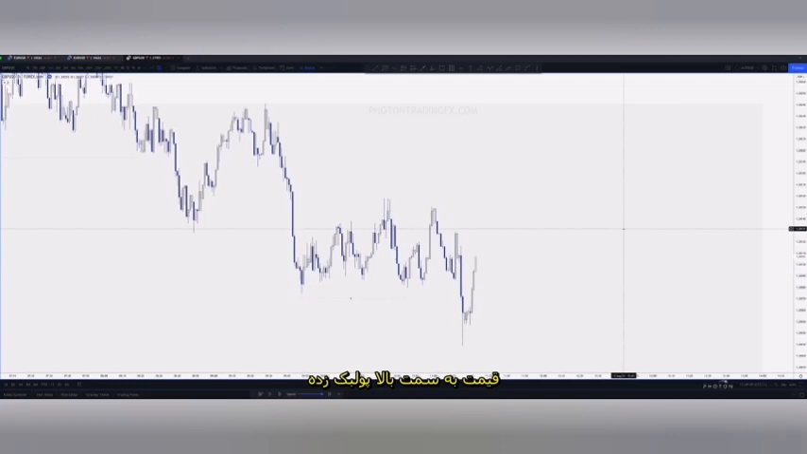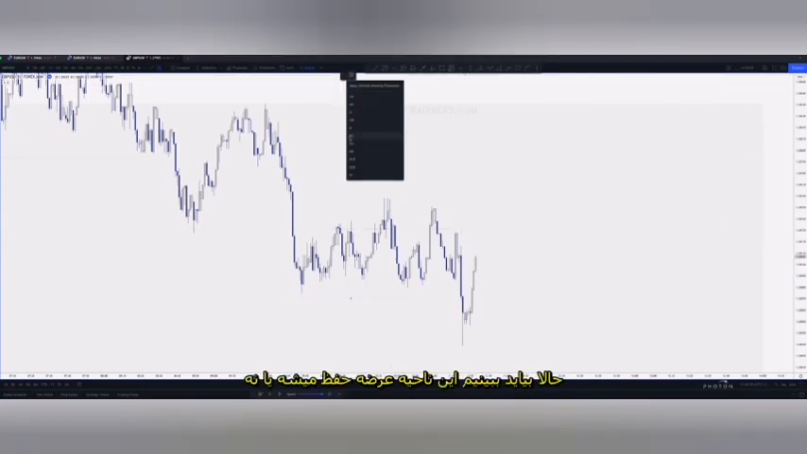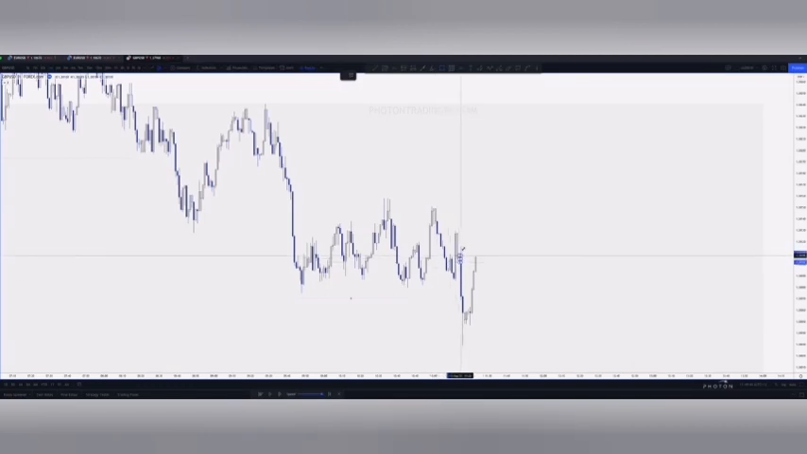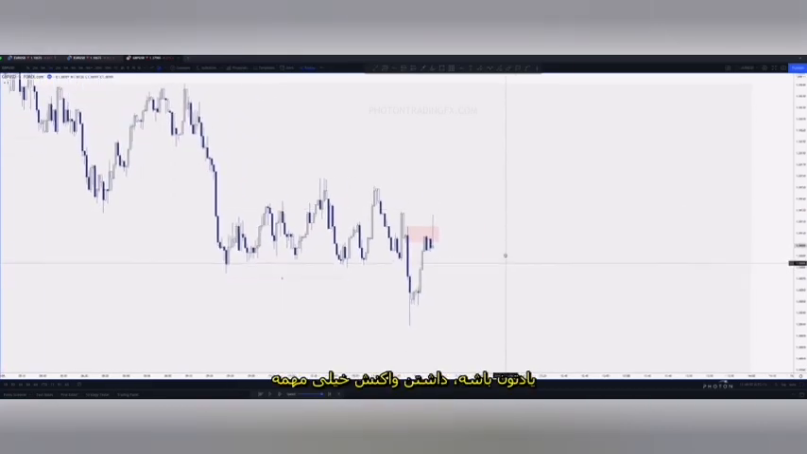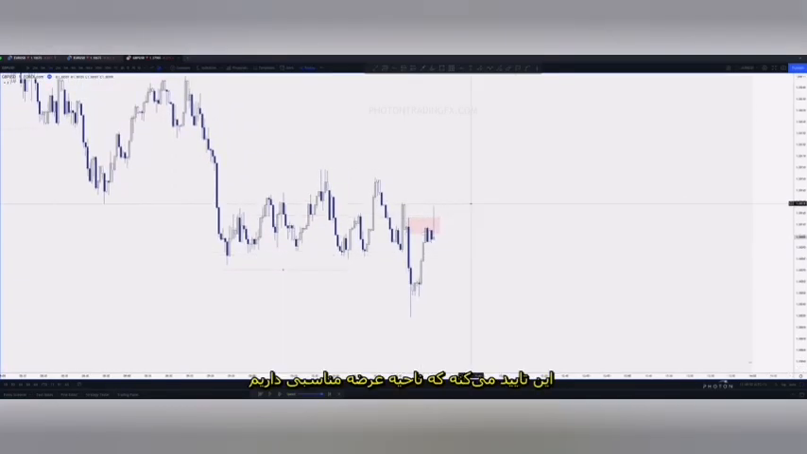So price is pulling back up. We're now in that last kind of area of supply. Let's see if this supply is going to hold. So we're starting to react. Remember, the reaction is key, right? So that kind of validates that the supply zone is a decent supply zone.